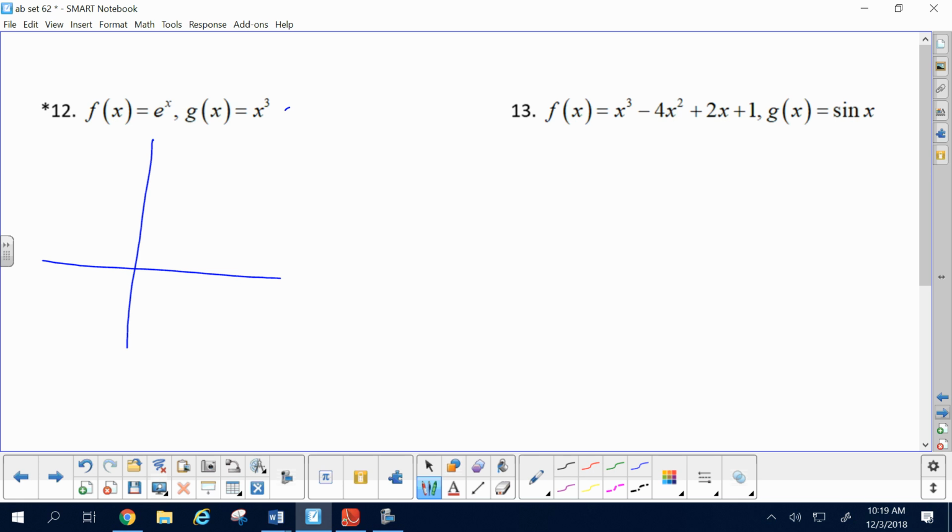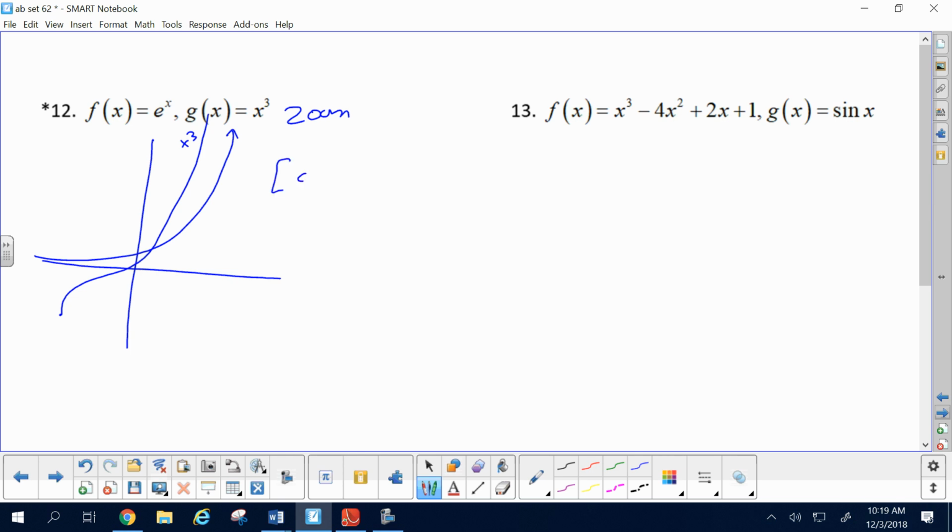This, you need to zoom out a lot. The reason is e to the x will eventually win. In the window you're probably looking at, x cubed probably looks on top, but the exponential is way more powerful than a polynomial. So you'll need to zoom out.